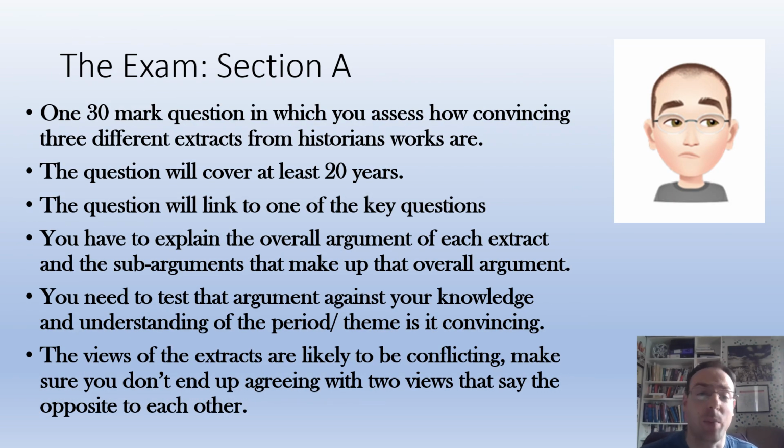So if we look at the exam paper, section A is a 30-mark question. It's compulsory, there's no avoiding it, and you will get 3 extracts written by 3 different historians. The question will cover at least 20 years and should link to one of the key questions on the previous bit of the video. What you'll then need to do with each individual extract is explain what its overall argument is, and then the sub-arguments that make that up. So essentially you're picking out what the historian is arguing. Do not expect there to be loads of factual detail in there. That will have been stripped out in the condensing of the extract to put it on the exam.